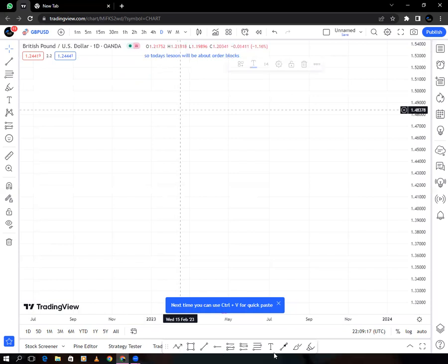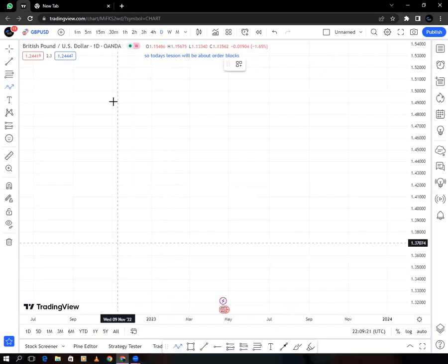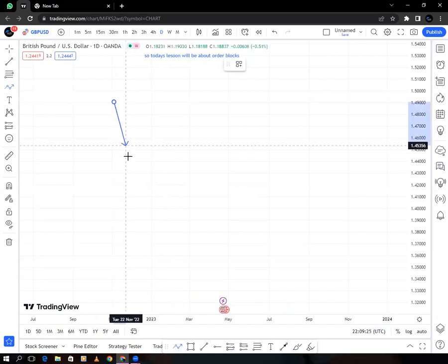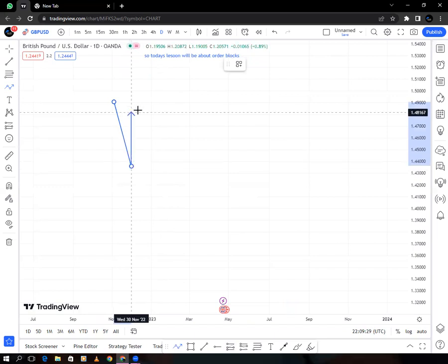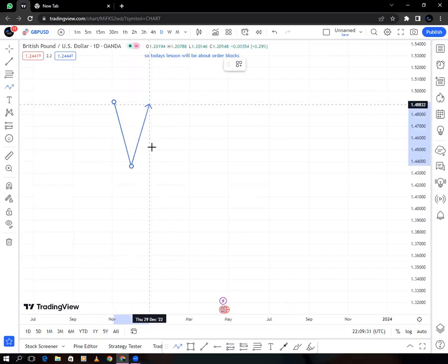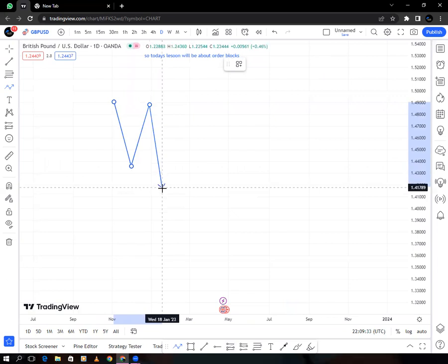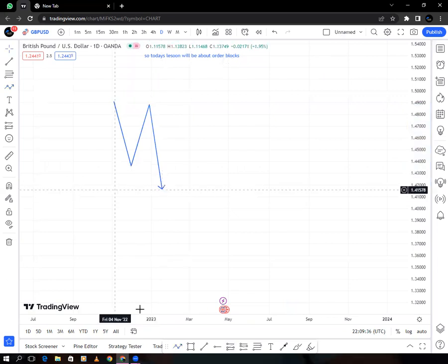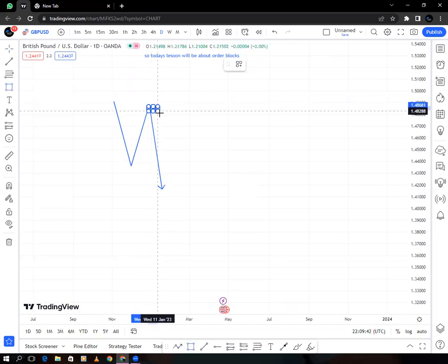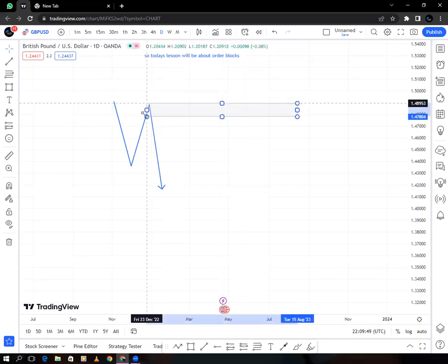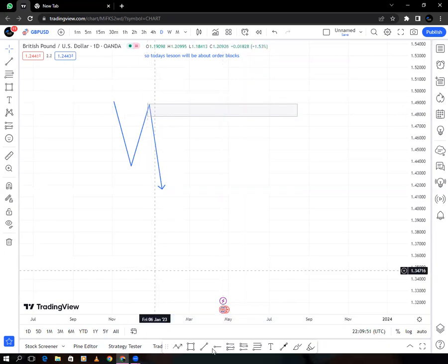So now let's get into business. Let's just say you have a downtrend movement, right? We are moving downwards. So here I'm going to put my order block after breaking my low.